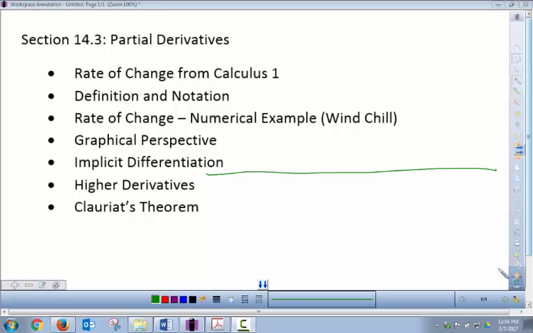So the quiz on Thursday will be showing that a limit doesn't exist and then finding some partial derivatives. Okay?